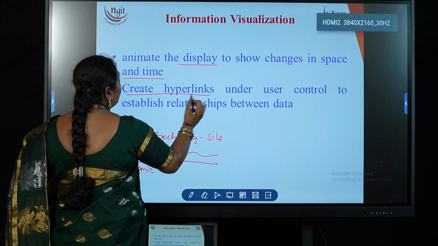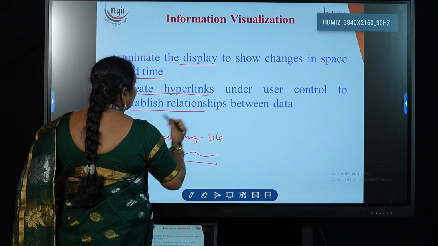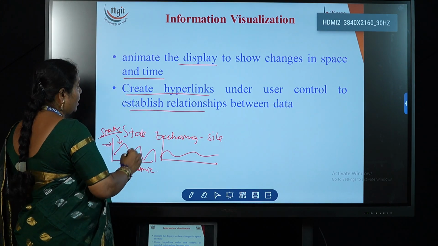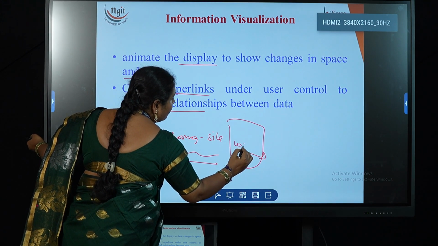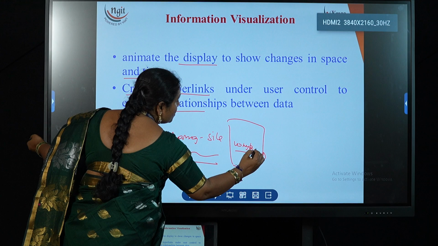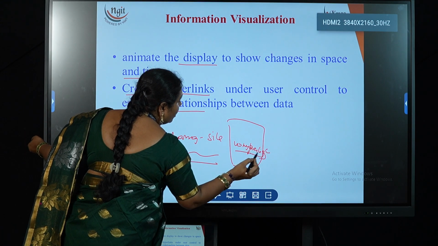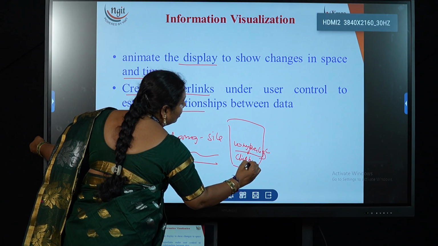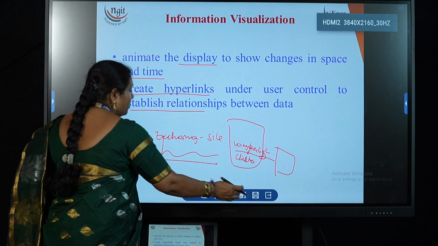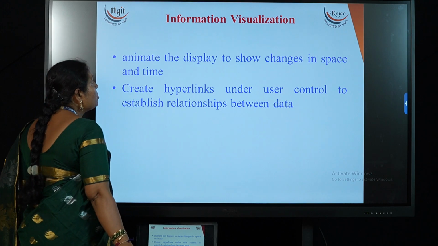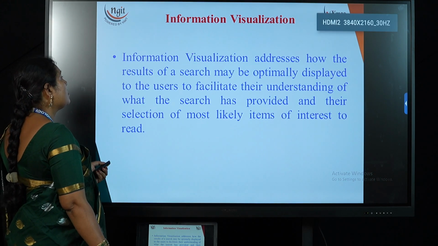You can also create a hyperlink and establish relationships between data. When you open a particular site, it can be diverted with the help of a hyperlink. If you click on it, say I mention "click here," it will open another page. All these things were not available in the previous systems, but with information visualization, these are applicable.